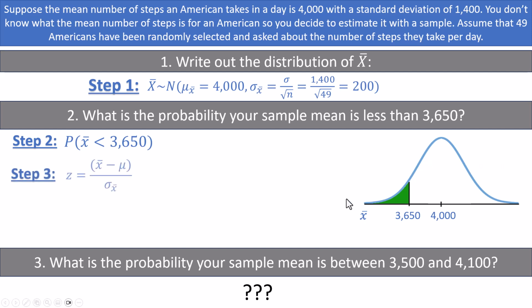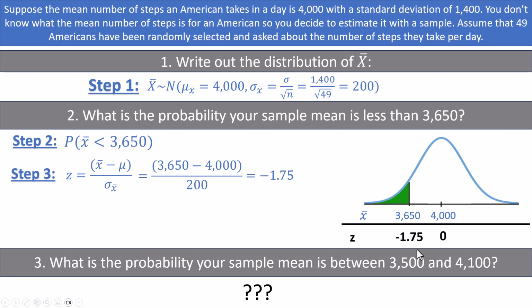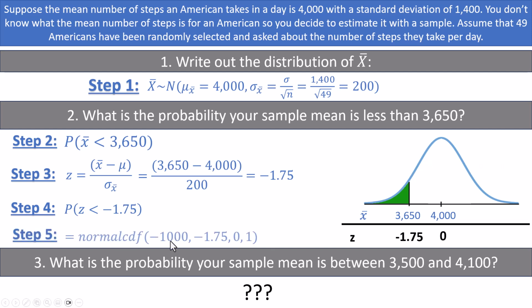We can find our z-score using the z-score formula, and that's going to give us negative 1.75 if we plug all those numbers in the appropriate places in the formula. 200 coming from here, 4,000 coming from here. And we could put those z-scores onto the distribution here. So 0 is in the middle, and negative 1.75 corresponds to that 3,650. And finally, we can write a new probability statement for z less than negative 1.75, and then use normal CDF to find the answer.